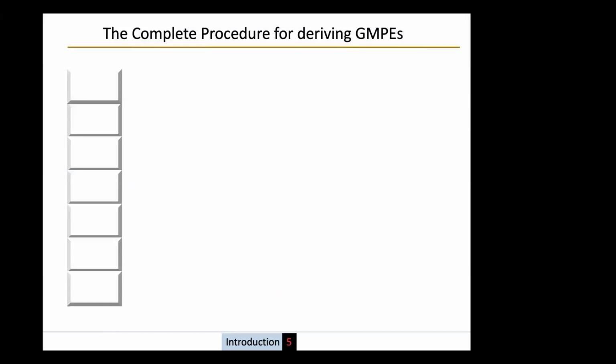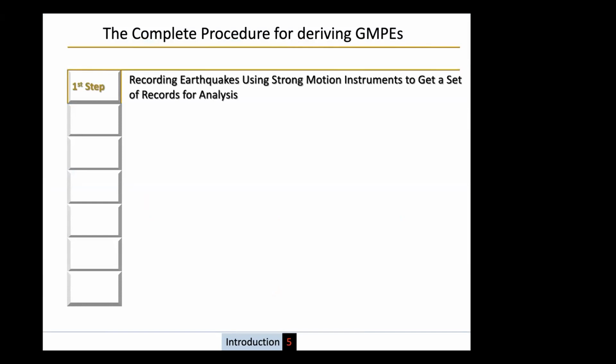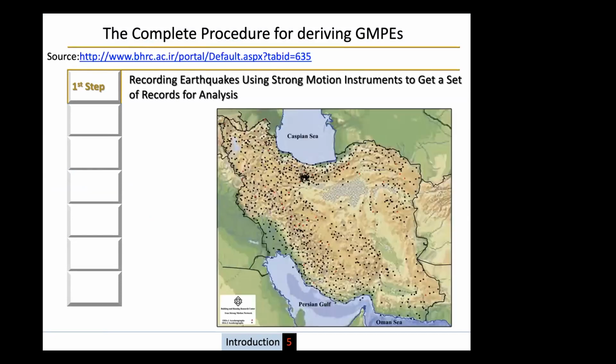So the complete procedure for deriving GMPEs can be summarized as follows. The first step is to record earthquakes using strong motion instruments to get a set of records for analysis. Here you can see an example of the earthquake ground motion strong motion networks in Iran. These black squares and red triangles are two different types of sensors.